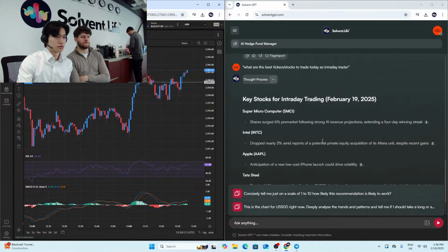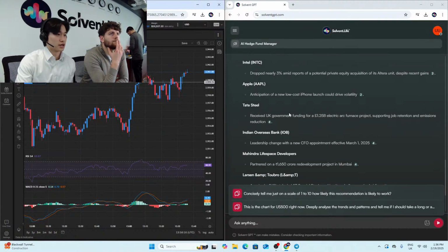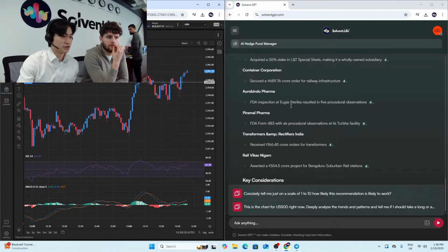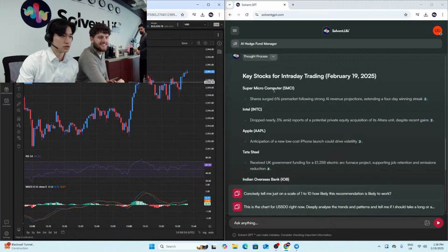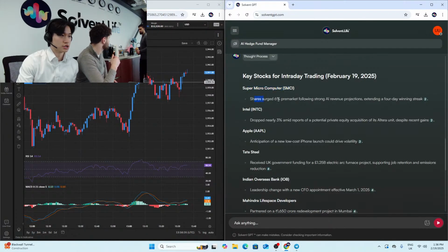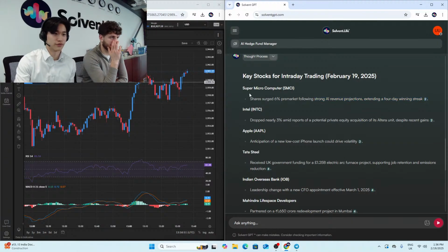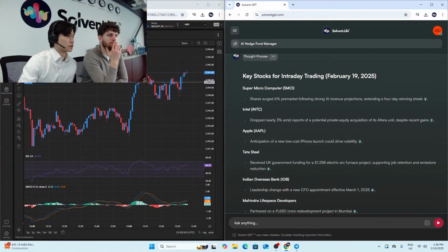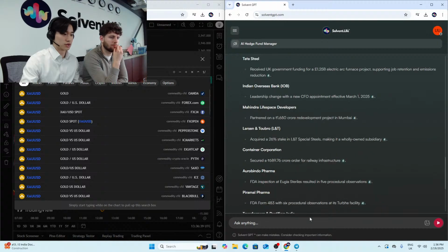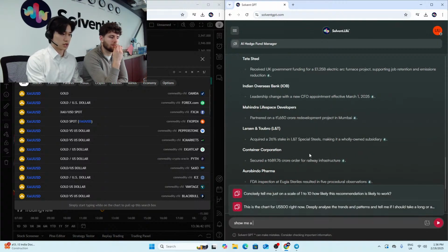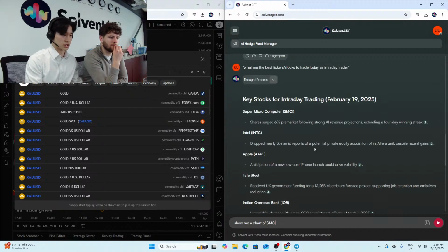So here we go. We've got Super Microcomputer, Intel, Apple, Tata Steel. There's quite a few here actually. So let's see. Super Microcomputer. Shares surged 6% pre-market following strong AI revenue projections, extending a 4-day winning streak. That's quite interesting. So let's have a look. We can ask the GPT, show me a chart of SMCI.